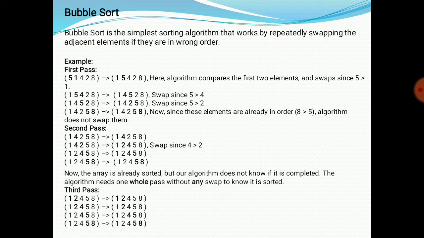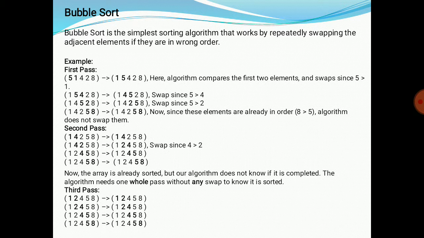So in the first pass of this bubble sort algorithm, initially the first element 5 is compared with 1. Since 5 is greater than 1, 1 and 5 will be swapped. So after this first comparison, the array becomes 1, 5, 4, 2 and 8. Again 5 will be compared with 4. 5 is greater than 4. Again 4 and 5 will be interchanged.